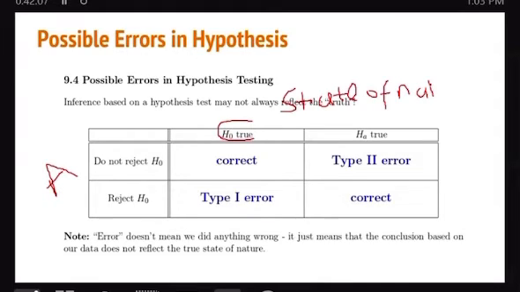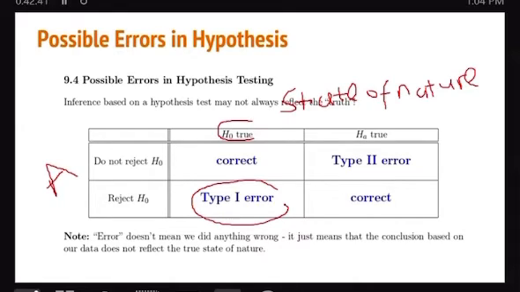Now, let me tell you this. There are two possible errors in a hypothesis. The first one is called type 1. Type 1 means the null hypothesis is true, but what do we do? We reject that. That's a type 1 error. The type 2 error is when the null hypothesis is not true, what is true is the alternative, but what do we do? We do not reject H0. Okay? And H0 is not true. That's what we call type 2 error.